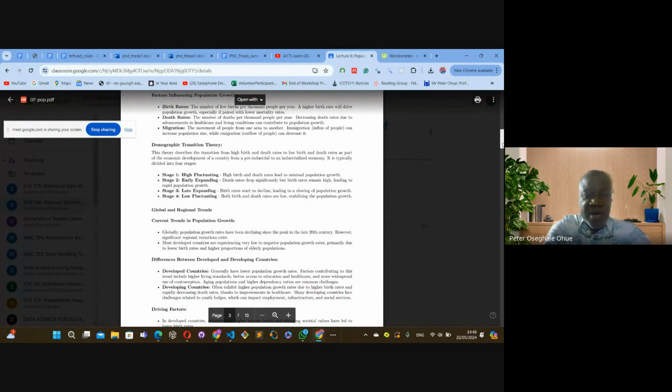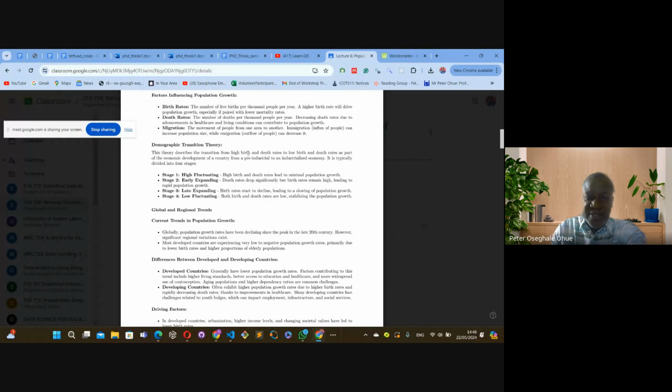So we want to look at the demographic transition theory. We are going to look at the 4 stages. It says that the theory describes the transition from high birth and death rates to low birth and death rates as part of the economic development of a country from a pre-industrial to an industrialized economy. It is typically divided into 4 stages. Before going into the 4 stages, let me try to substantiate this theory. What this theory is saying is that in the pre-industrial era, so many years back, there was a high prevalence of both of these rates. Birth rate was high, death rate was high.